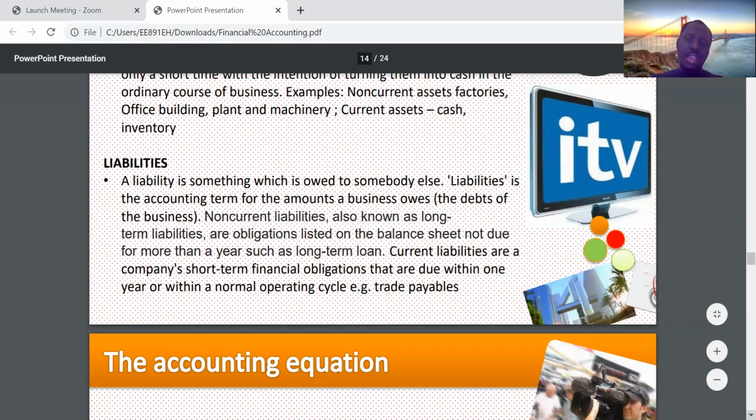Always remember the 1 year threshold that differentiates between a short time and a long time. Then you have current liabilities. These are company short-term financial obligations that are due within 1 year. Remember, short-term means 1 year in these definitions. Long-term means more than 1 year. So a typical example will be trade payables. Very, very important to understand. So that's assets and liabilities in a nutshell. It's very, very simple. So once you have this understanding, you can then delve more into the accounting equation.